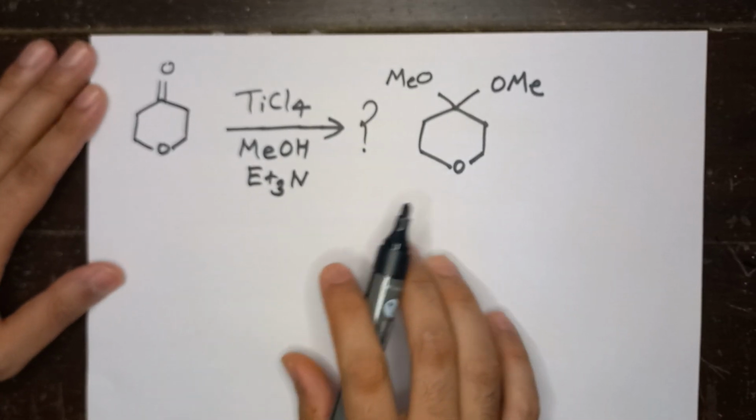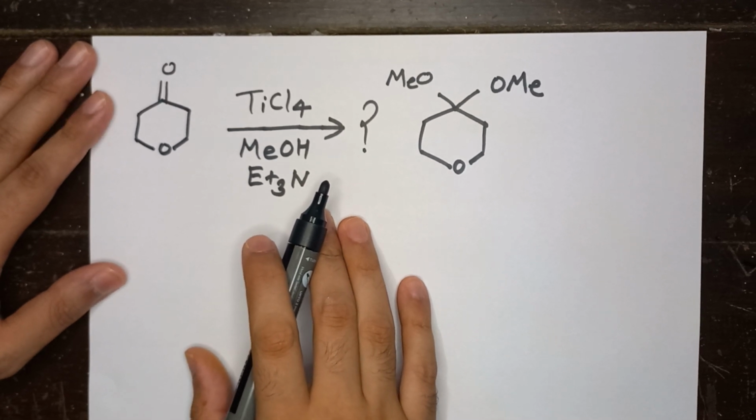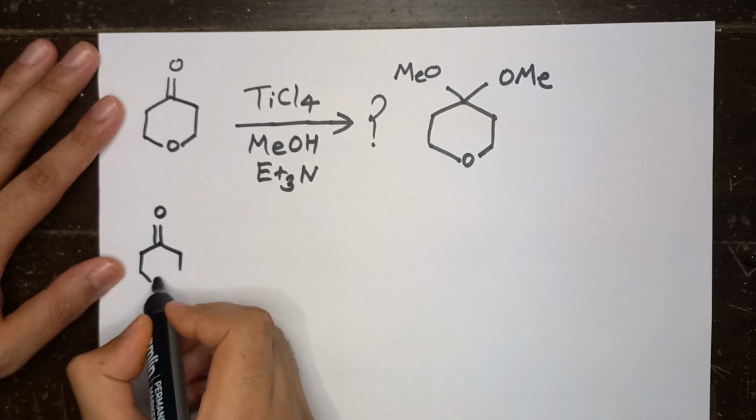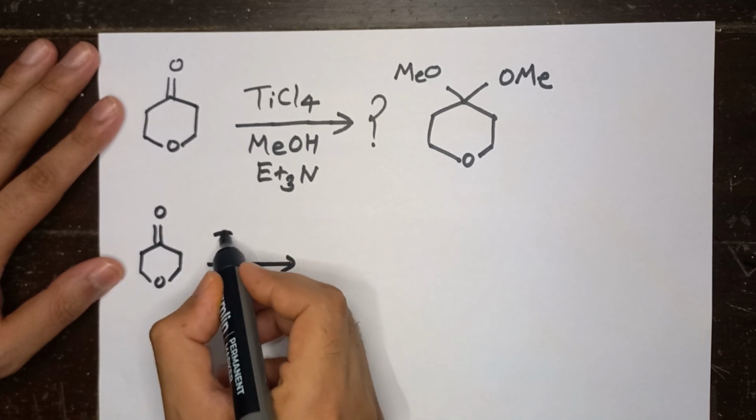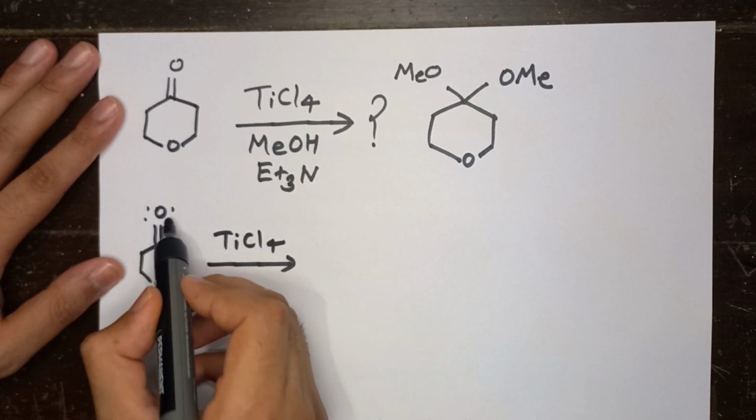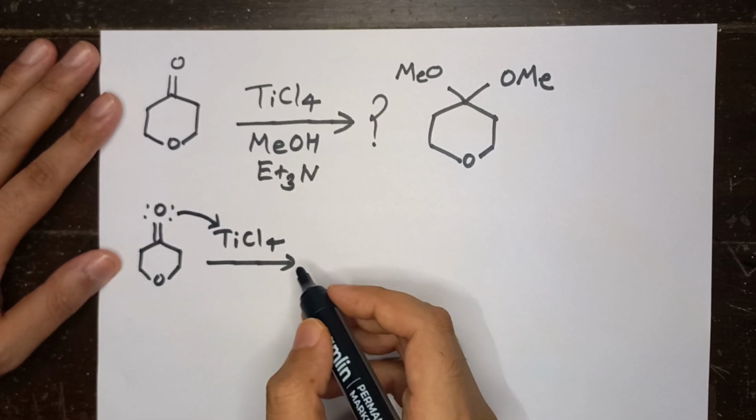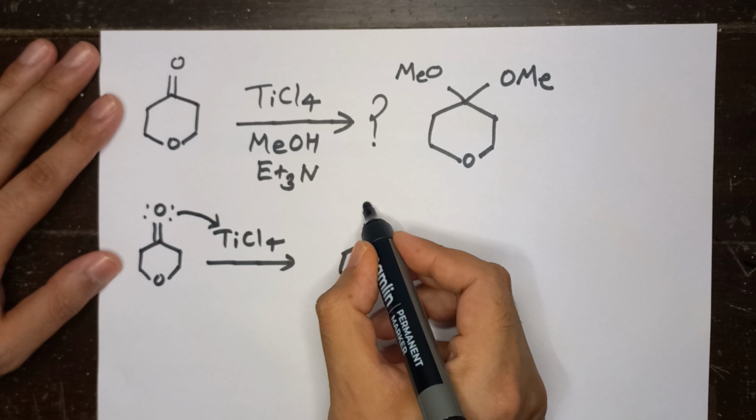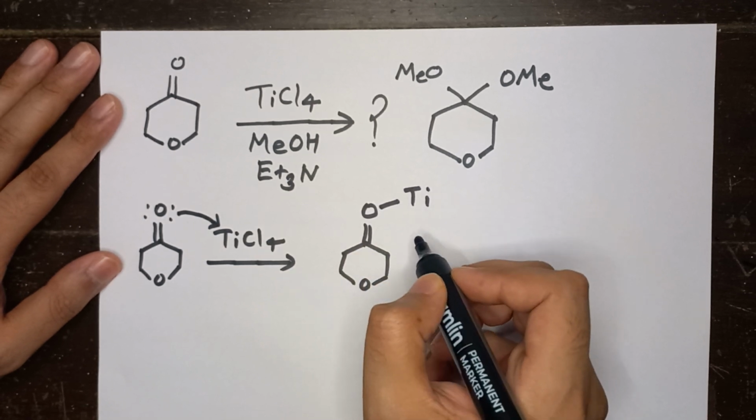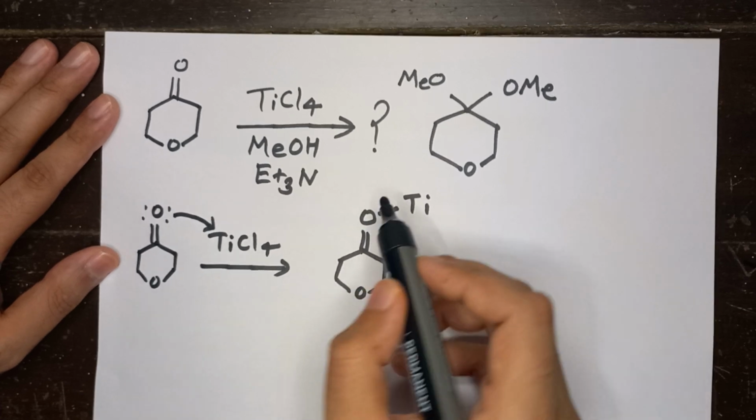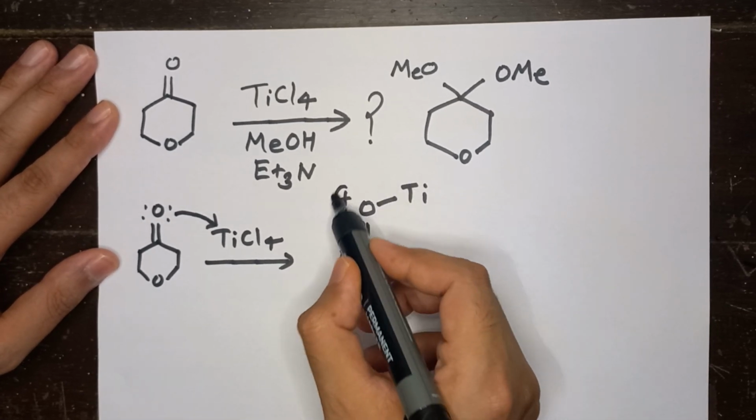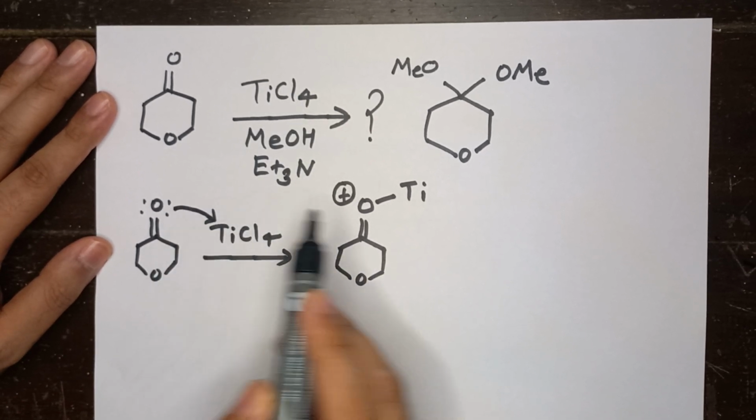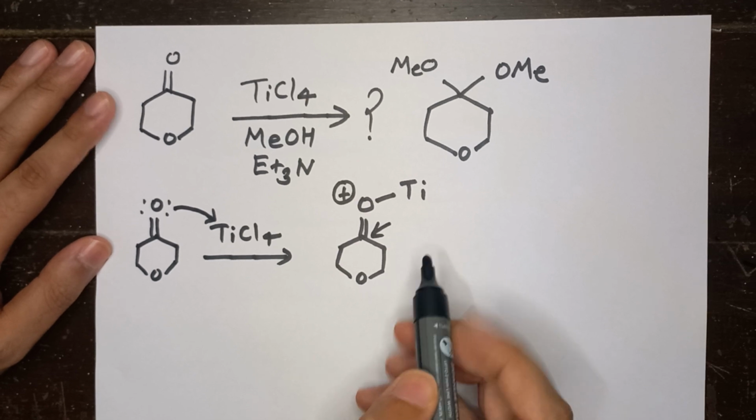So what is the mechanism for this particular reaction? So we have a ketone and we are using titanium tetrachloride to activate this carbonyl system. So this oxygen is now bonded with titanium metal and will bear the positive charge at oxygen. Right? So this titanium tetrachloride was used to chelate with oxygen and activate your carbonyl center.